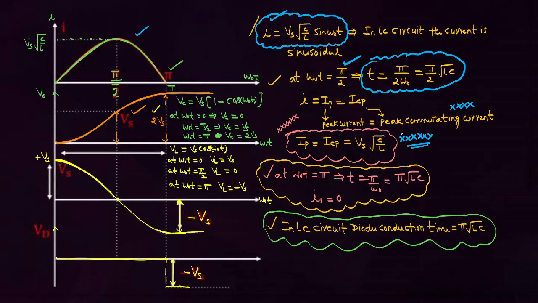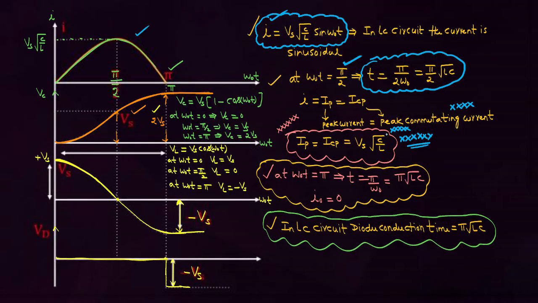Once again I am repeating, why is the LC circuit current called peak commutating current? Because in commutation methods, L and C elements are used as commutating elements. Because of this reason, it is also called peak commutating current or commutating current. What is the formula for peak current or peak commutating current? Vs into square root of C by L.